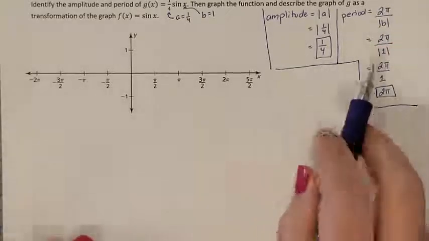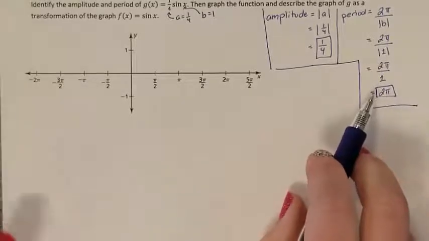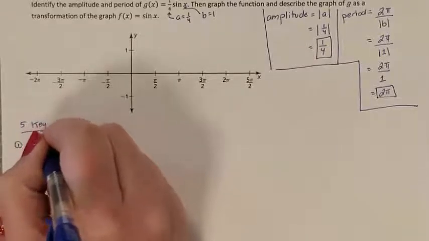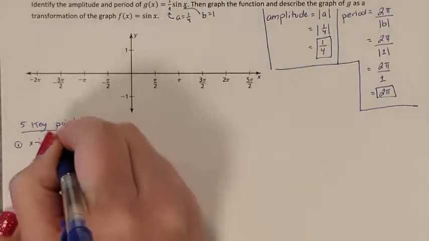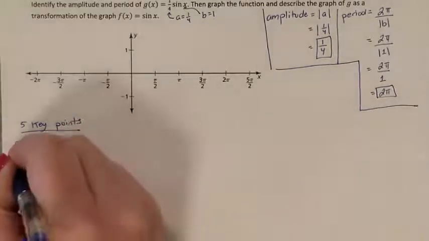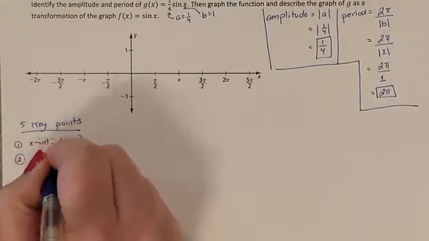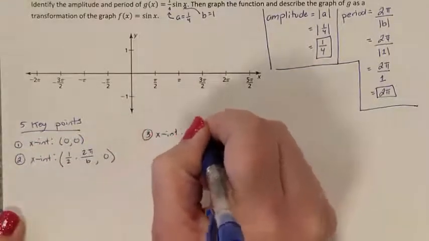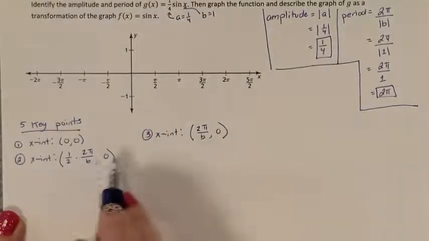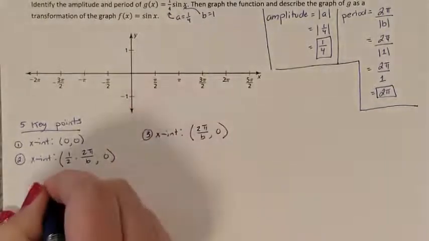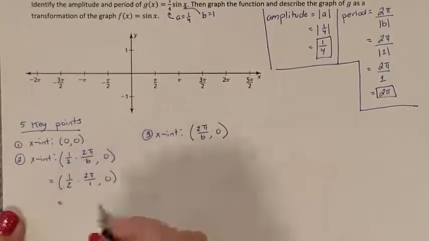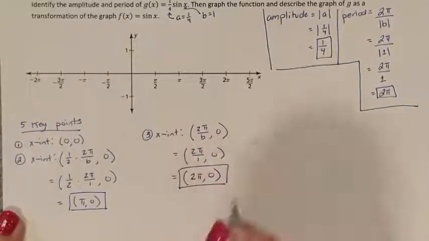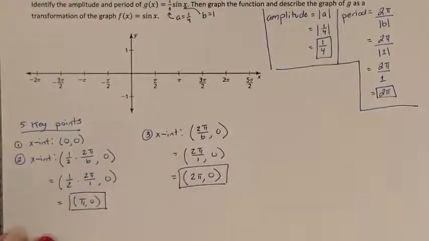After I have my amplitude and my period, I need to find my 5 key points. Sine has 3 x-intercepts. So our first job is to find the 3 x-intercepts. The first one's always at the point 0, 0. Your second has a formula. Your third also has a formula. So our B's are in both of these. B is 1. So solving for our formulas, we found all 3 of our x-intercepts.